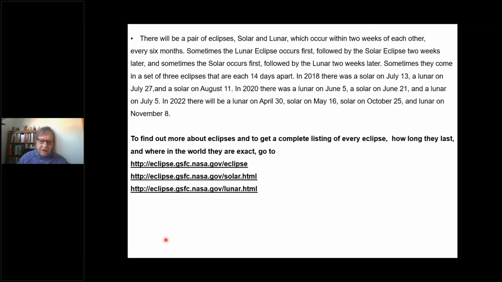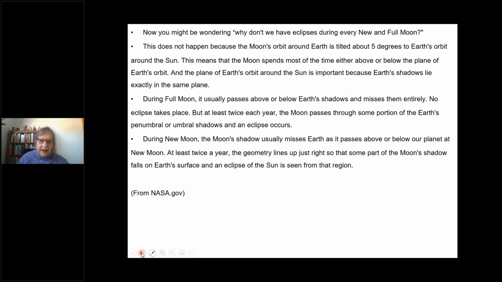These are just the websites from nasa.gov. As I said, they really have just fabulous, fabulous websites. And this is very verbatim, actually, from NASA, just giving you, in astronomical terms, which I'm not going to spend a whole lot of time on, the reason why we don't see eclipses during every new and full moon. And that doesn't happen because the moon's orbit around Earth is tilted. It's not exactly circular, anything like that. It's got that tilt, and it's about 5 degrees. The moon's orbit around the Earth is tilted 5 degrees to the Earth's orbit around the sun.